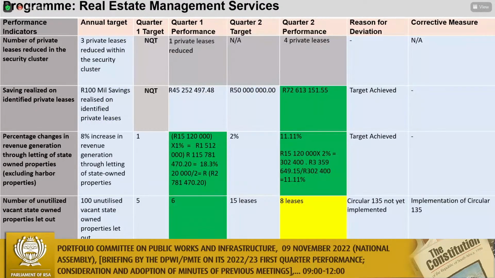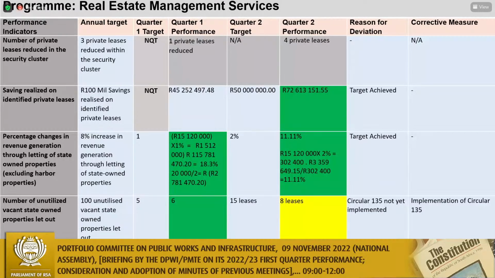Now, the real estate management services, which is the leasing portfolio, right? We are also looking at a reduction in the lease portfolio in terms of the security cluster. It's not a quarter one target. We are looking at 3 private leases that will be reduced for the financial year. And then also not a quarter target, but we are reporting that in the first quarter, there was 1 private lease that was actually concluded. And that also contributes to the one of the 3 that have been earmarked for the financial year. That translates to about 33% already in quarter one in terms of the reduction of those leases within the security cluster.